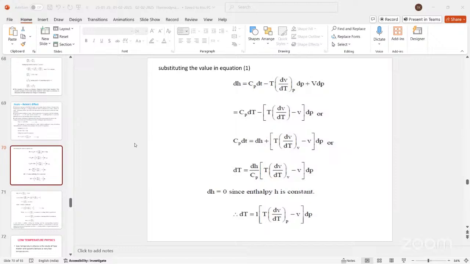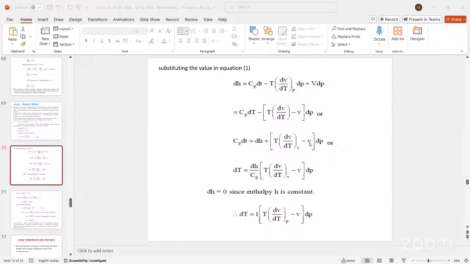Cp dT minus T dV by dT minus V. Where are we getting this V? From here, right? We are getting V and P. Or we should write it like this also: Cp dT equals dH plus T dV by dT. Same equation I am writing here. All of you see this, right? dP.